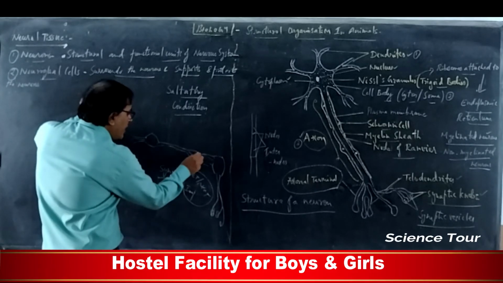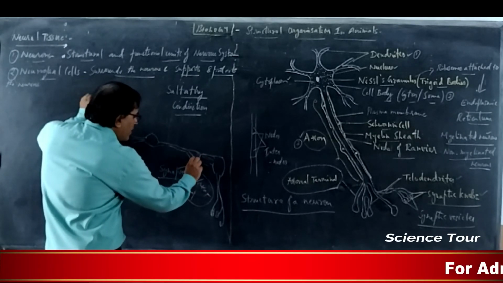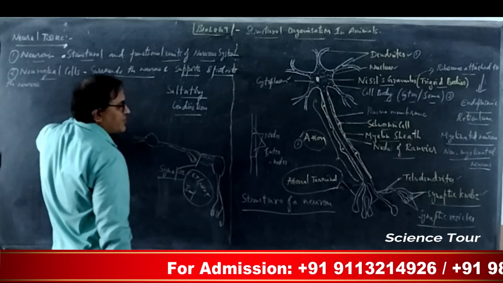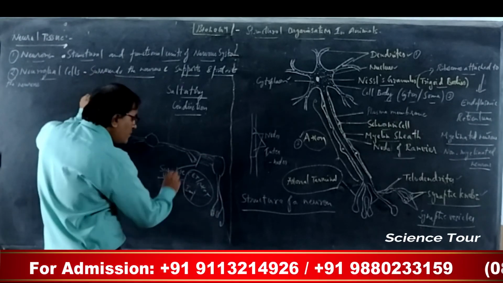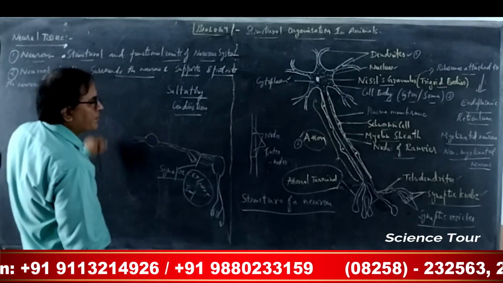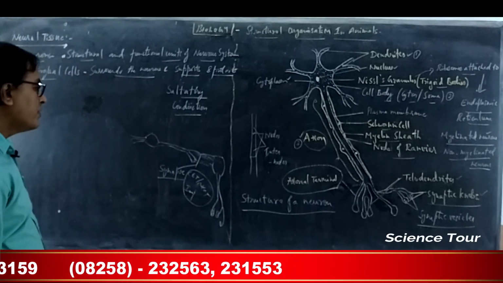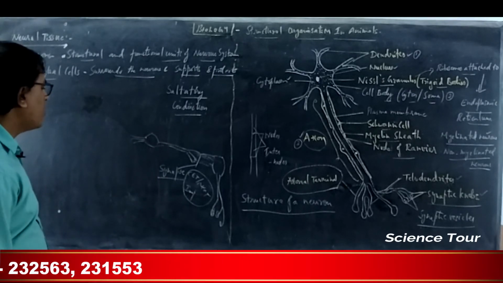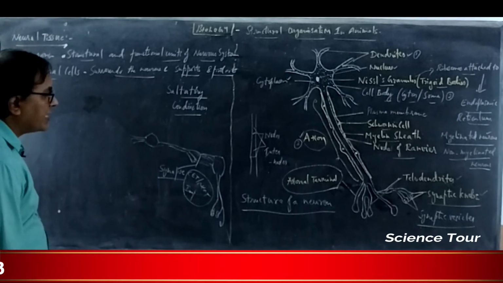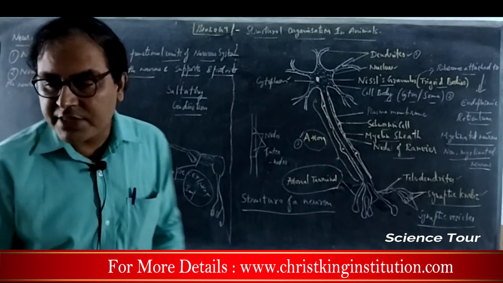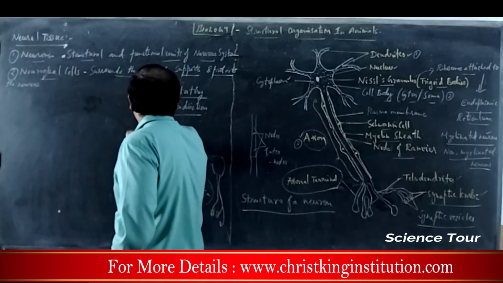So whatever the electrical impulses are which pass from one neuron to another neuron, they have to cross through this synapse. They need to cross this particular gap, that is the synapse. So this is about your structure of a neuron. Once again you are going to study this particular aspect in neural control and coordination. Okay students?